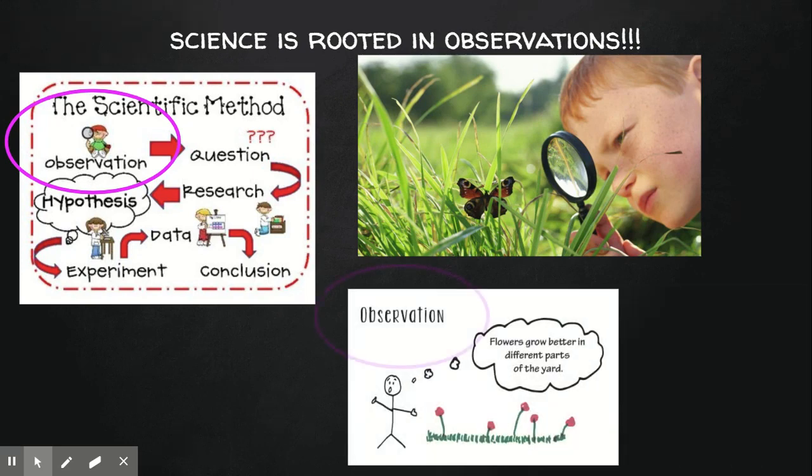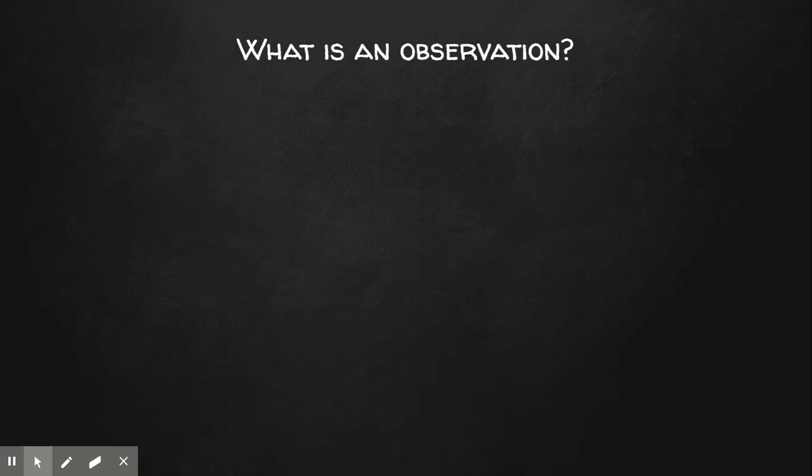So, for example, you might make an observation that, wow, the flowers seem to grow better in different parts of the yard. That, of course, would lead to you formulating a question as to why, and that would drive the scientific method. You may eventually find out an answer through some research or experimentation, and that is really what science is all about. But let's get back to observations and inference.